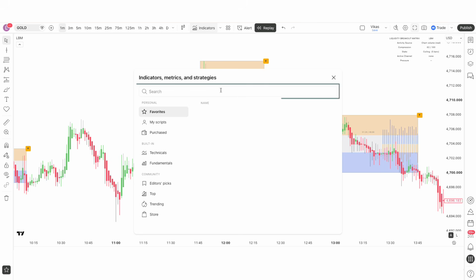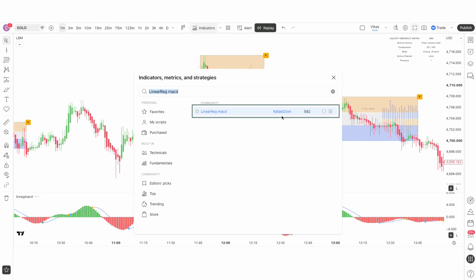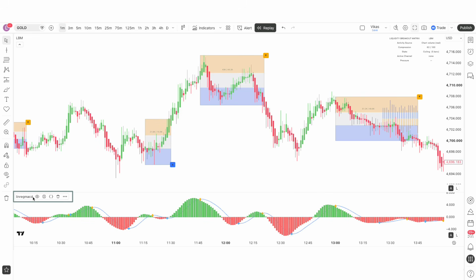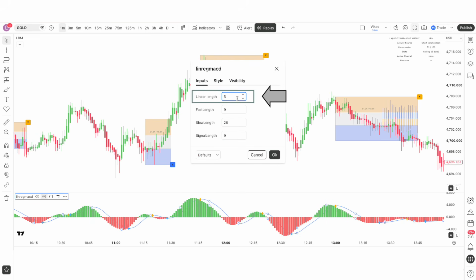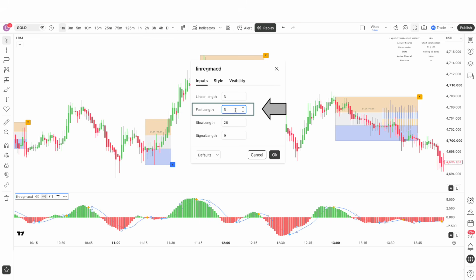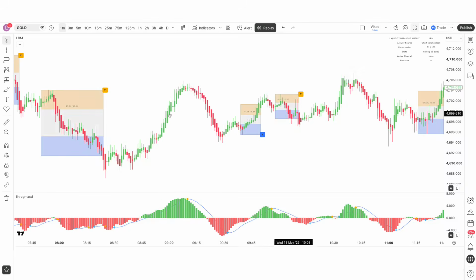In the indicator search, type Linear Reg MACD and select the one called Linear Reg MACD, created by Raphael Zioni. Now let's access the settings of this indicator so we can modify it to suit our strategy. We change Linear Length from 14 to 3, then Fast Length from 9 to 5, and here everything is fine after that. Click OK. Now our setup is ready.